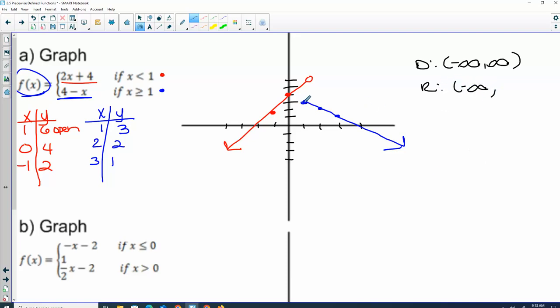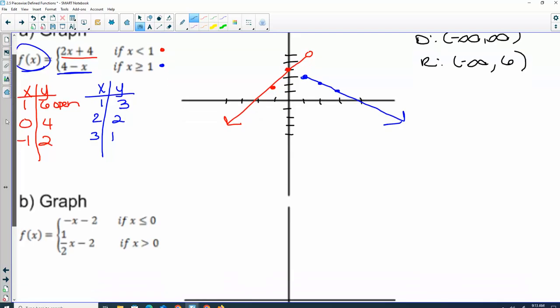The blue one stops here, the red one goes up to 6. So my highest point is 6, but it was an open circle, so that would be a parenthesis. So we should be able to do domains and ranges from any of these graphs. Let's graph another one.